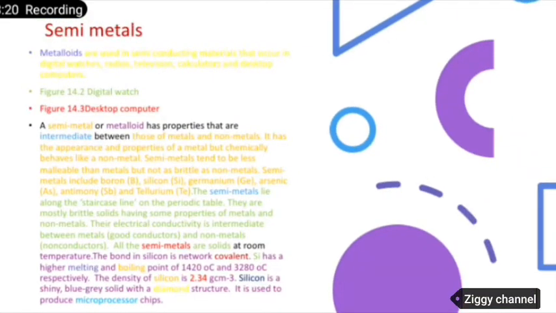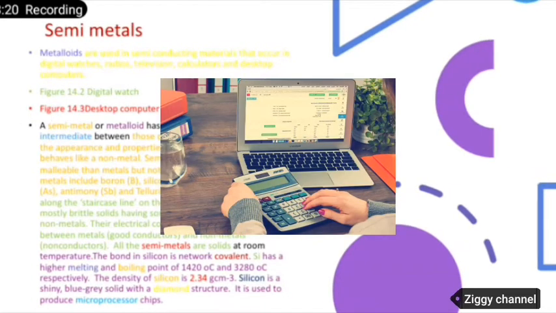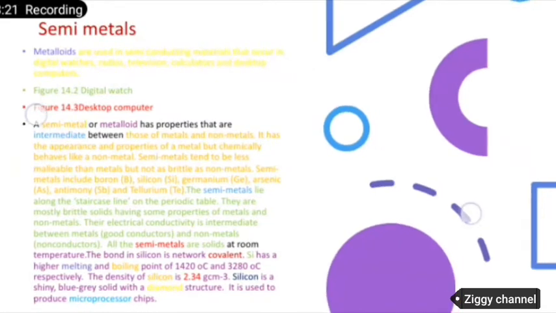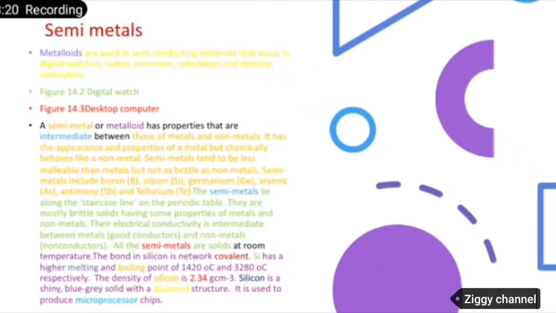Semi-metals. Metalloids are used in semiconducting materials that occur in digital watches, radios, television, calculators and desktop computers. Figure 14.2: digital watch. Figure 14.3: desktop computer. A semi-metal or metalloid has properties that are intermediate between those of metals and nonmetals. It has the appearance and properties of a metal but chemically behaves like a nonmetal. Semi-metals tend to be less malleable than metals but not as brittle as nonmetals.